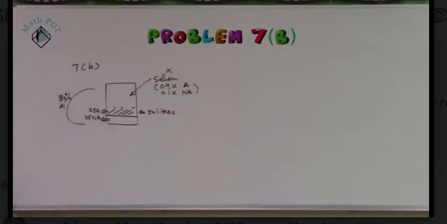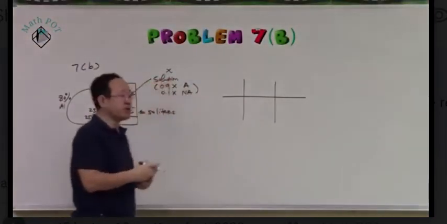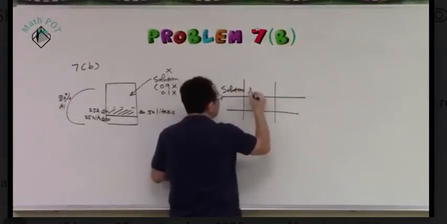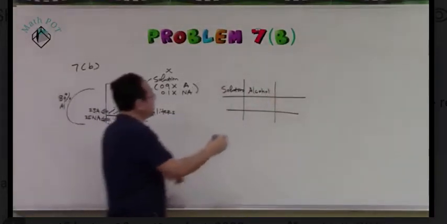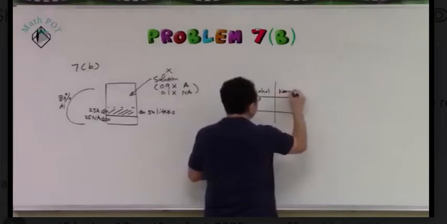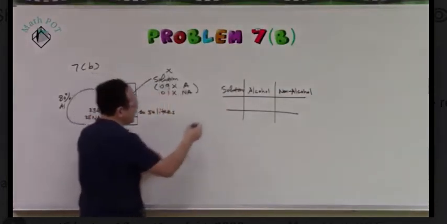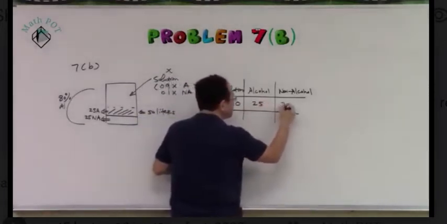So next, I'm going to quickly draw a table. Definitely try to learn to organize your work. That's something super useful. In the first column, let's put the solution. Of course, let's choose alcohol, and another one is non-alcohol. For the first solution, we already know 50, and because it's 50%, the alcohol is nothing but 25. This is nothing but 25.